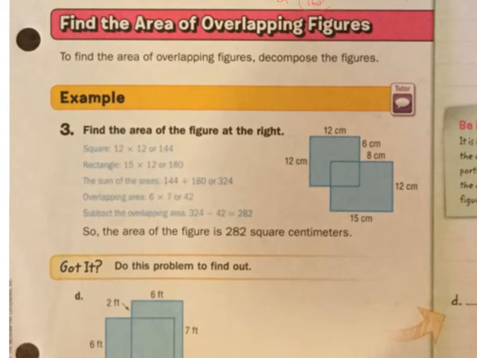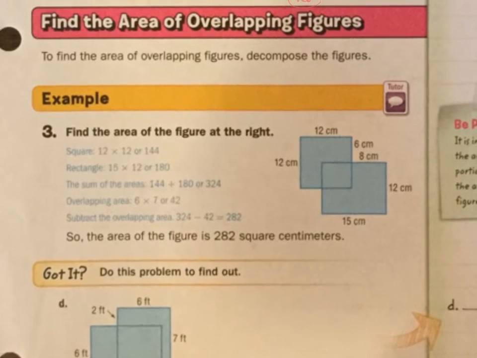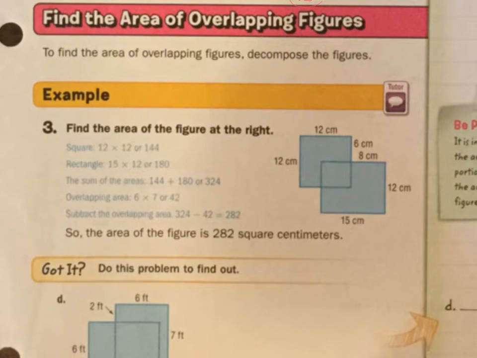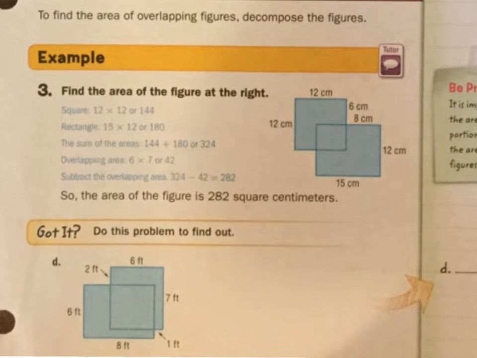Find the area of overlapping figures. Okay. So we want to find, there's a square, 12 by 12. This right here is a 12 by 12, and this right here is a 12 by 15. Okay? So let's get the 12 by 12 and the 12 by 15. 12 by 12 is 144. 12 by 15 is 180. So the sum of both of those together is 324.